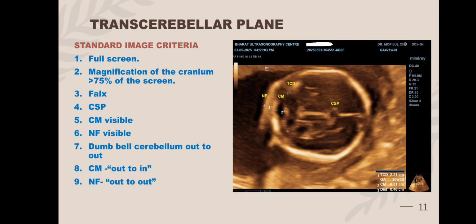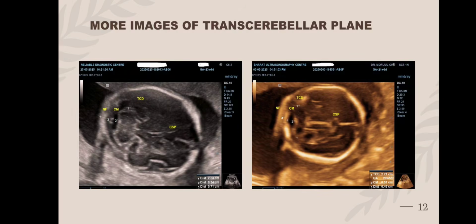This is the transcerebellar plane. From the transventricular plane, tilt the probe 30 degrees down, then you will get the transcerebellar plane. It should show falx, CSP, CM, NF, dumbbell shaped cerebellum out to out, cisterna magna, nuchal fold thickness in full screen view with magnification of the cranium more than 75% of the screen. More than 75% of the screen.